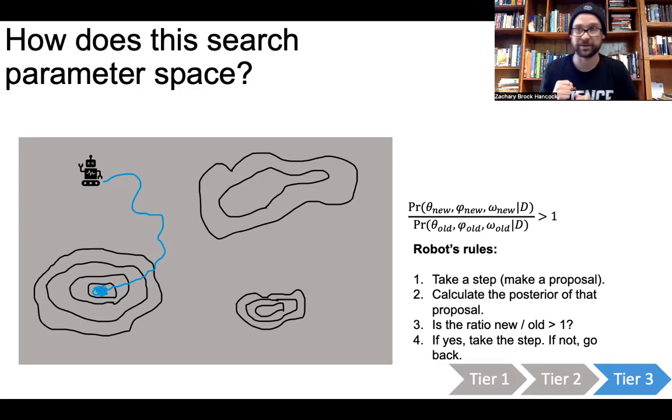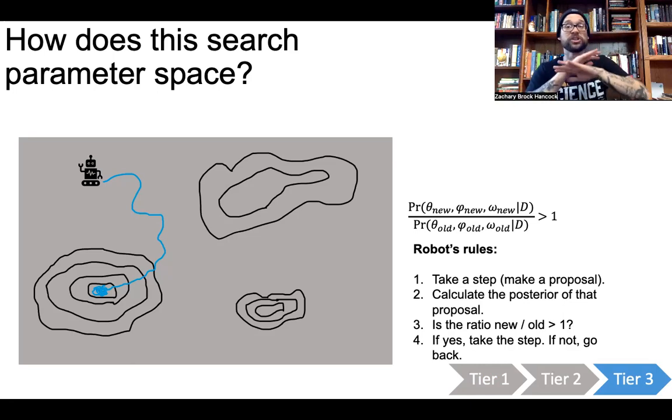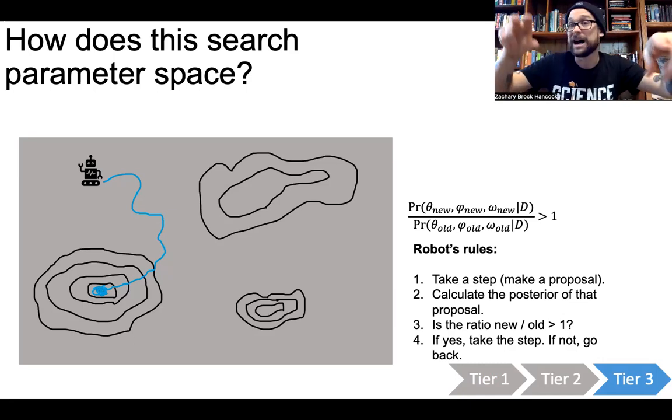Then you accept that new proposal, you discard the old proposal, and you take the step. If, however, you make a new proposal and that ratio is less than 1, then you're walking down, right? You're going downhill. In that case, you reject the new proposal and you keep the old proposal and you don't take the step.